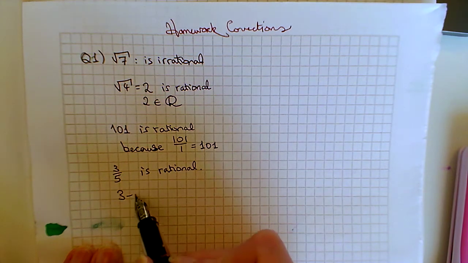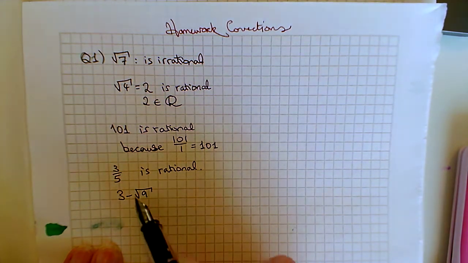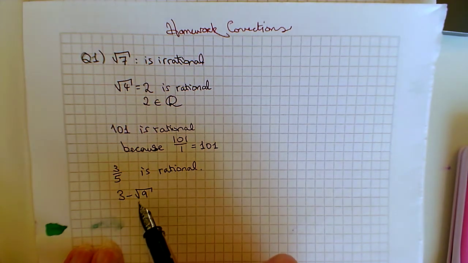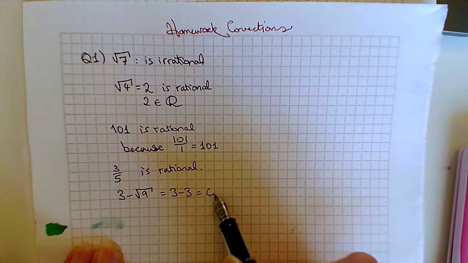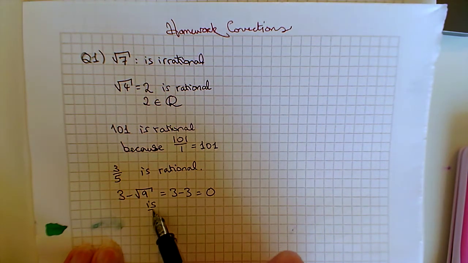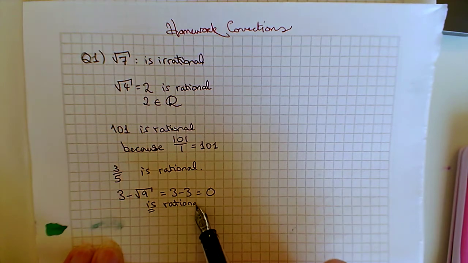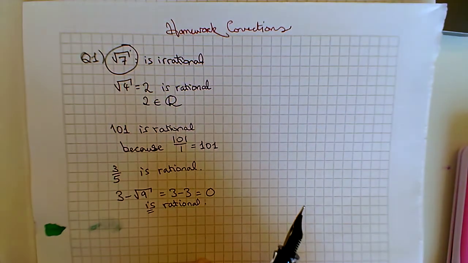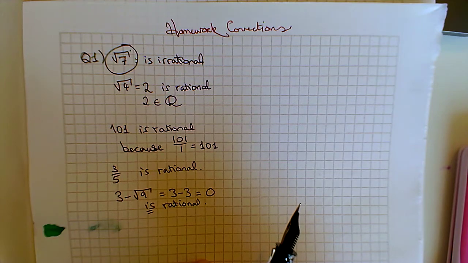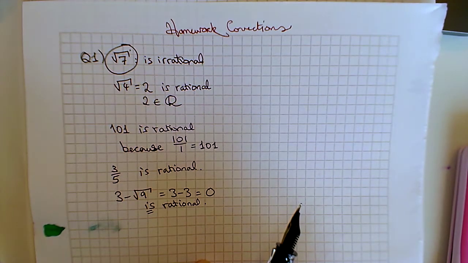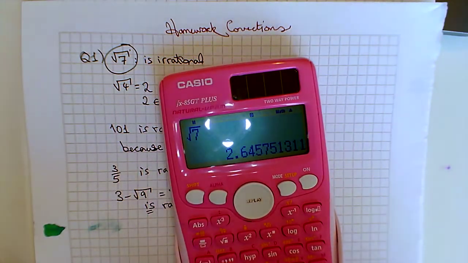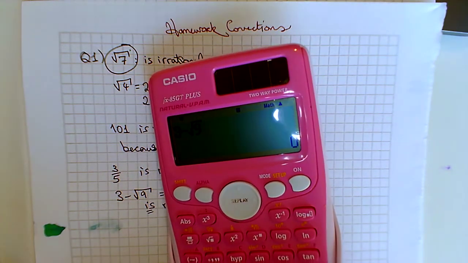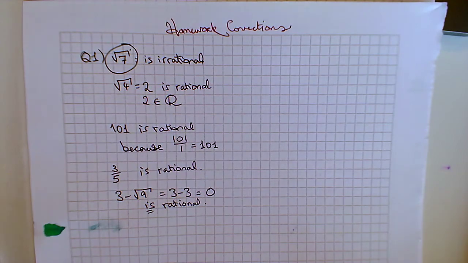But then 3 minus the square root of 9. Now it looks like it mightn't be rational because of that square root, but you should know, of course, that the square root of 9 is 3, which means we have 0, and so this is rational. In fact, the square root of 7 was the only irrational number in the question. If you weren't sure about that last one, you could always type 3 minus the square root of 9 into your calculator, and it will give you 0. 0 is a whole number, and all whole numbers are rational.